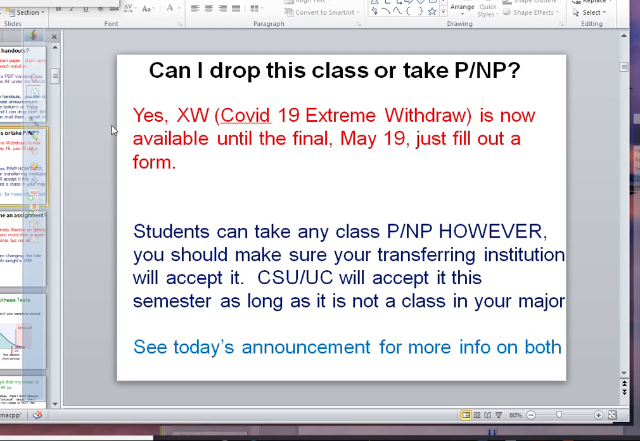Also, you can take any classes pass, not pass. However, make sure the institution you're transferring to will accept it. CSUs and UCs have put out a statement saying they will accept it for this semester's pass, not passes, as long as it's not a class in your major. So if you're, say, a history major, you can't take a history class pass, not pass. But you could take this class pass, not pass. That's fine. So you can change this to a pass, not pass. No problem. And again, more information on those is in today's announcements.